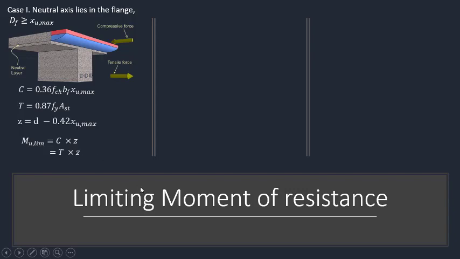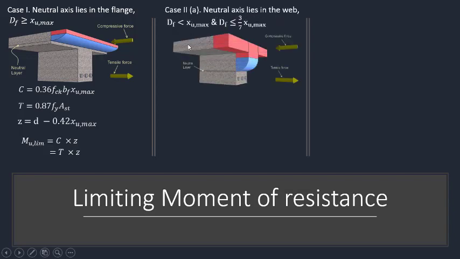The next case is on limiting neutral axis depth lying in the web, that is, depth of flange is less than XU max. This case has two subparts which are based on the position of rectangular stress block of concrete whose depth is 3/7 times neutral axis depth. So in the second case, the first subpart is the neutral axis lying on the web, that is, depth of flange is less than XU max, and the depth of flange DF is less than or equal to rectangular stress block depth in concrete, which has value of 3/7 times limiting neutral axis depth.